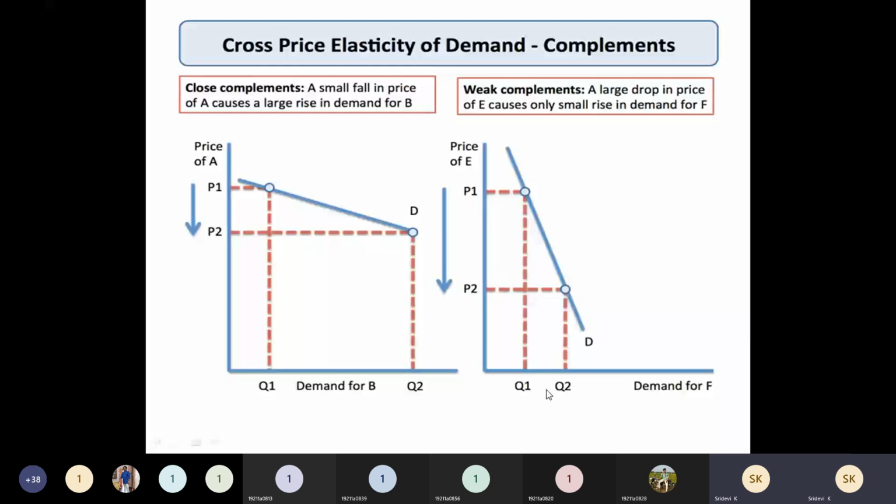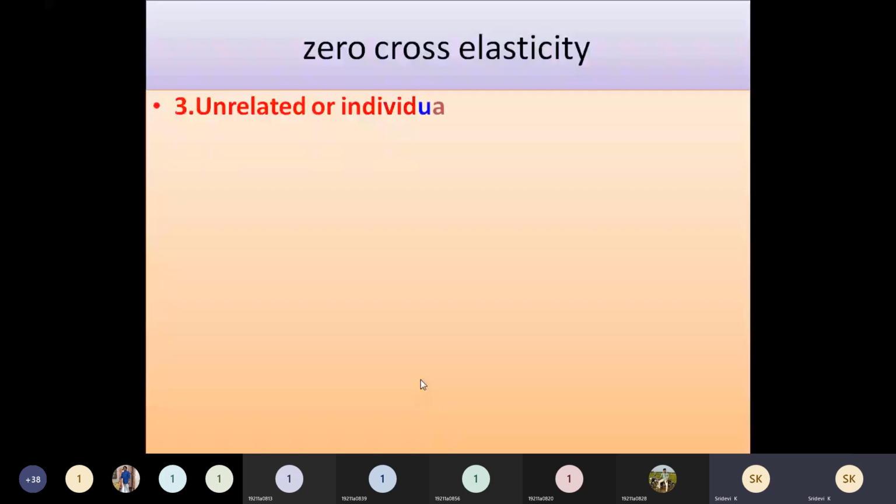And coming to zero cross elasticity, here both the products are completely different products. If there is no relationship between the X product and Y product, in such a case you will find this zero cross elasticity.